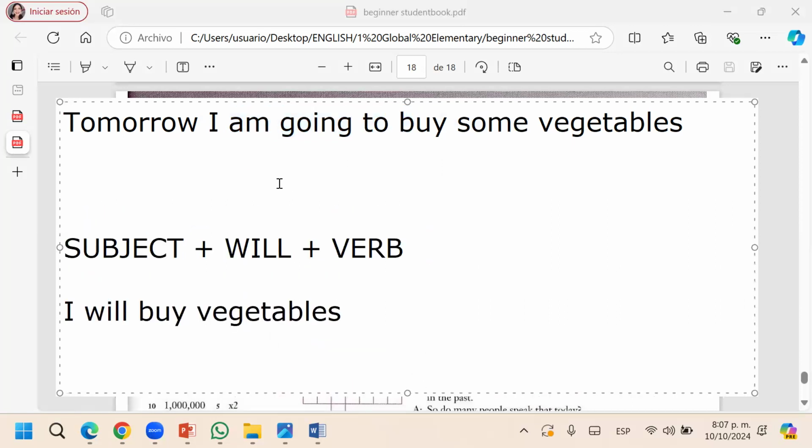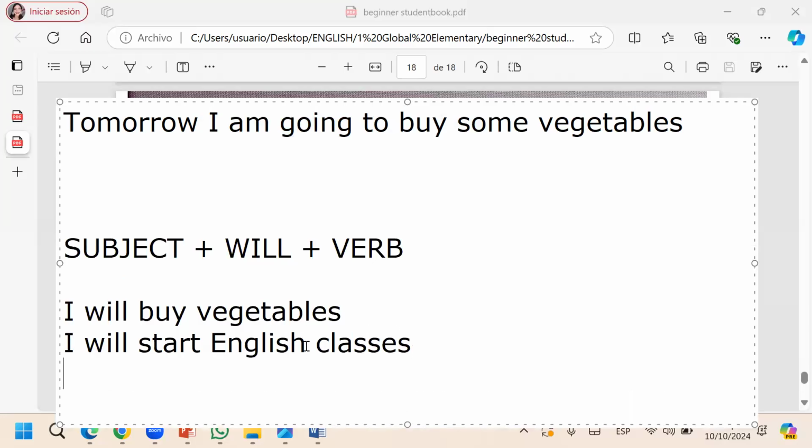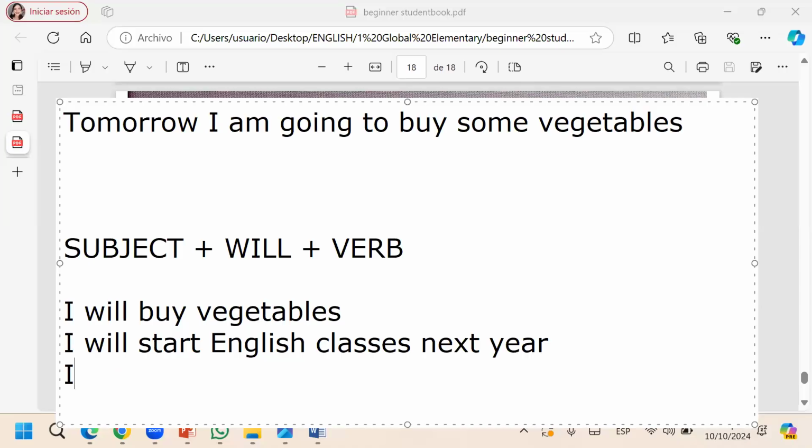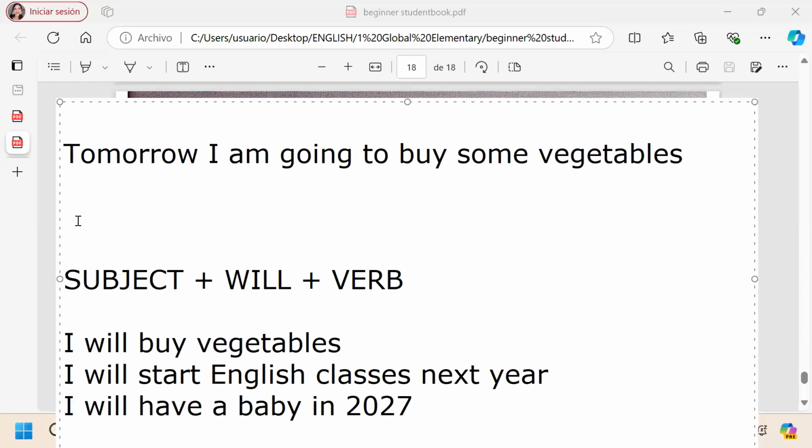Will es bastante sencillo. For example, I will buy vegetables. Or, for example, I will start English classes. Yo empezaré, I will start English classes next year. I will have a baby in 2027, I don't know, for example. Will is also for the future tense. Okay. Entonces, for will, this is the structure.